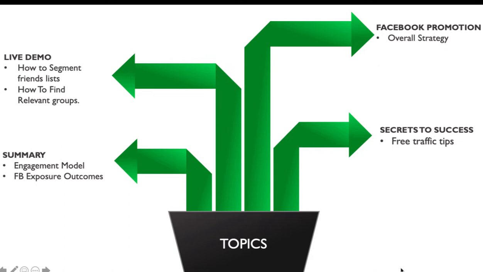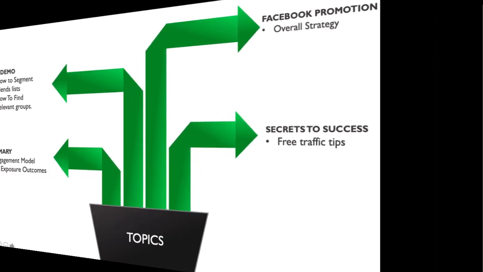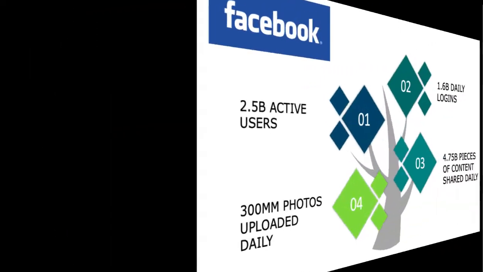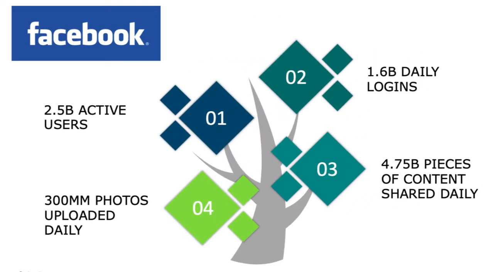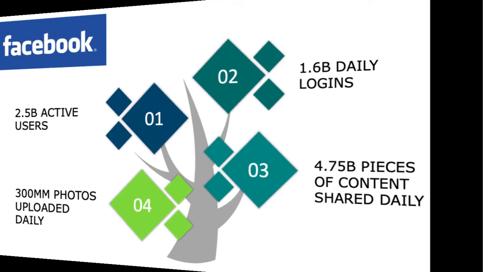Whenever you're using free traffic, there are certain things you need to be aware of, and obviously we're going to focus on free traffic from Facebook during this video. Just before we start, a quick overview of Facebook. There's 2.5 billion active users on Facebook. There's 1.6 billion daily logins, so you can see it's still a massive marketplace. 300 million photos are uploaded daily, and actually 4.75 billion pieces of content are shared daily on Facebook. So this is a great place, if we do it right, to get some traffic back to our YouTube channel.